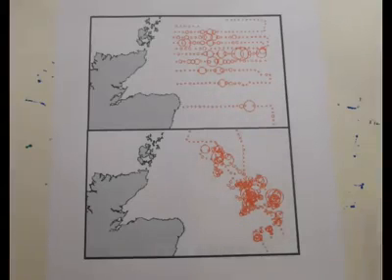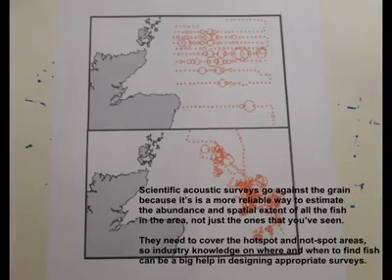So by way of a summary then, acoustic surveys to estimate fish abundance go against the grain because it's a more reliable way to estimate the abundance and the spatial extent of all the fish in an area, not just the ones that you've seen. Scientific surveys need to cover the hot spots and the not spot areas, and industry knowledge on where and when to fish can be a big help in designing appropriate acoustic surveys.